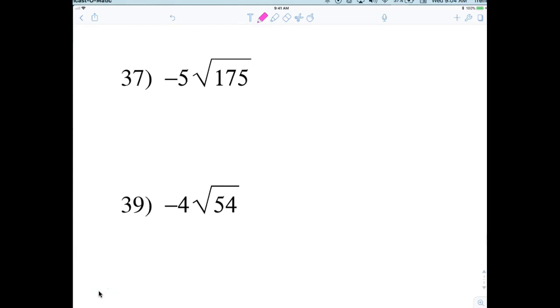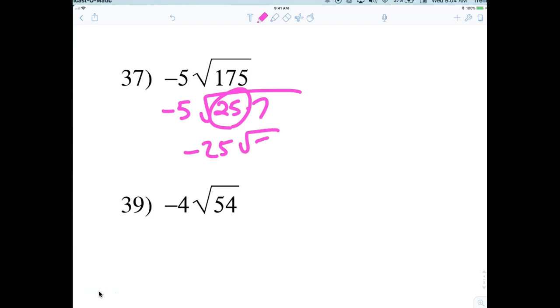All right, think of 175 as quarters. 25 and... how many quarters make $1.75? 3. That was Maggie telling me 25 times 3 was 175. Very good. Negative 5 times 25 times 7. So now, square root of 25 is 5. Negative 25 radical 7.